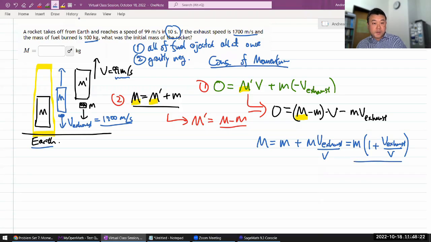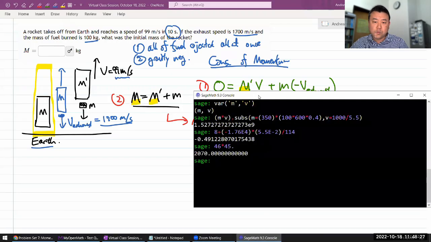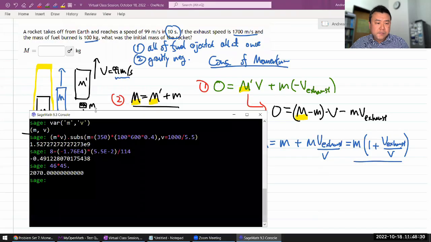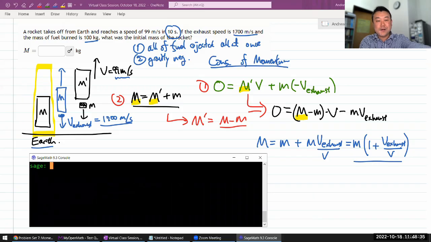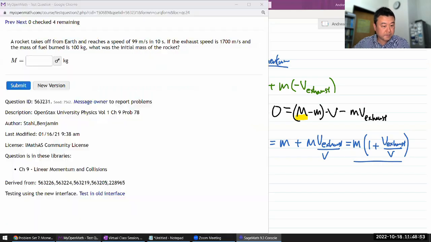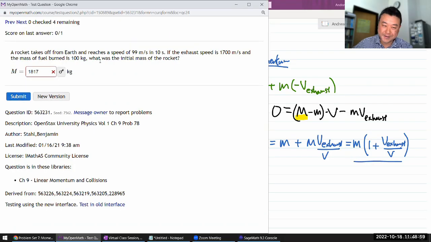So let me plug in the numbers based on this and see if the system says it's correct. There's a chance that it says it's not correct, and I'll make the corrections for these two approximations one at a time. I don't want to do more work than I need to. So, mass of fuel burned times 1 plus the ratio of exhaust, 1700, to the speed of the rocket. Okay, 1817 is what the answer is here. Let me put that in and see if it says that's correct. There's a chance it doesn't.